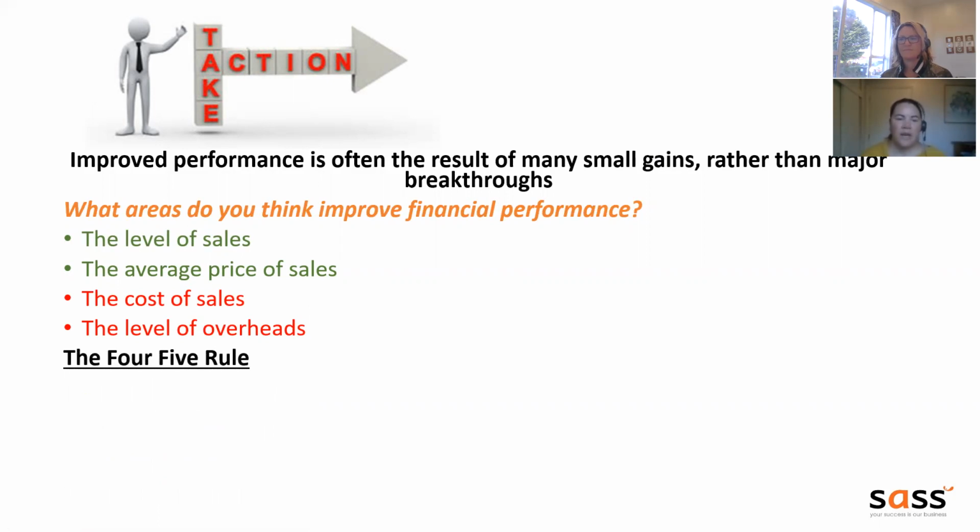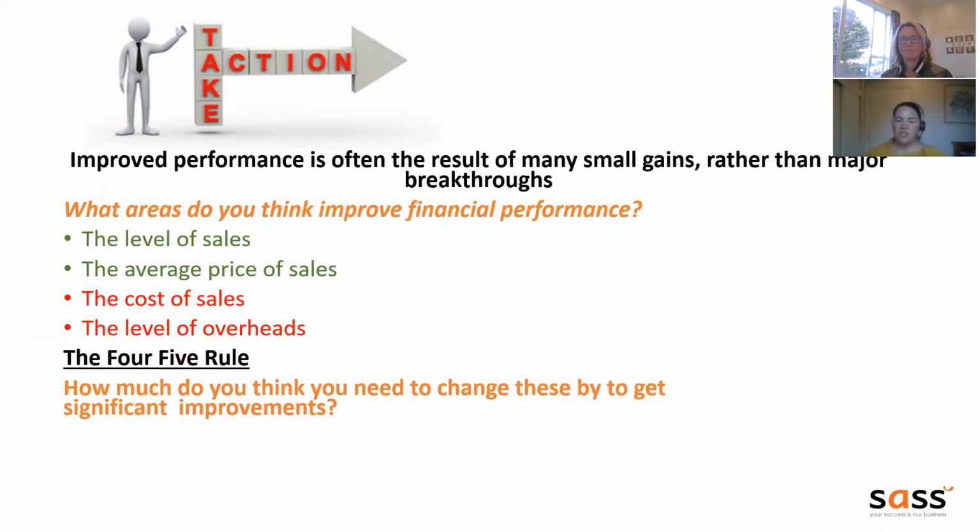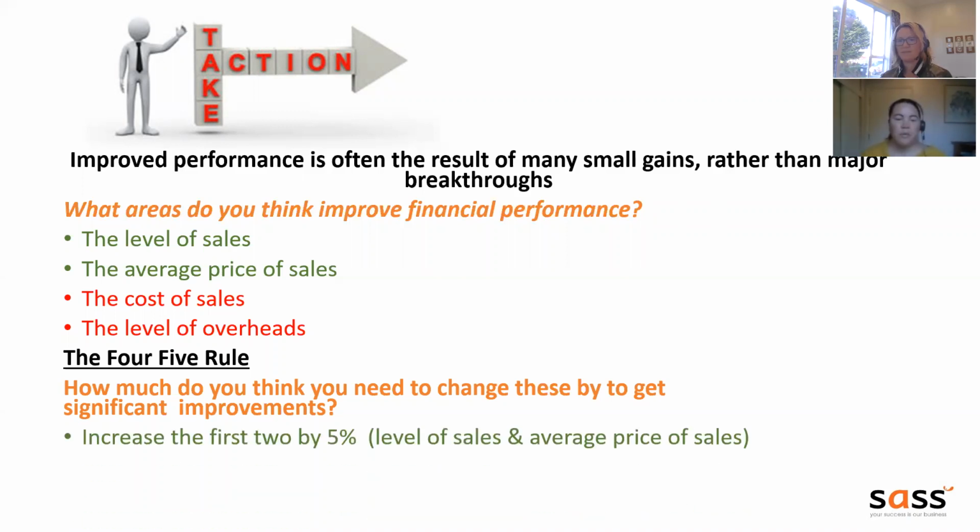We've got this 4-5 rule little thing. So how much do you think you need to change all of those 4 areas to make significant improvements? I'm going to go through a bit of, if we increase the first 2 by 5%, so the level of sales and the average price of sales.